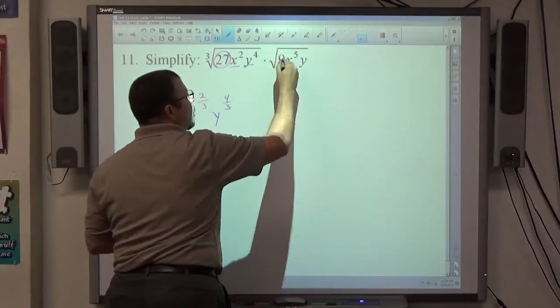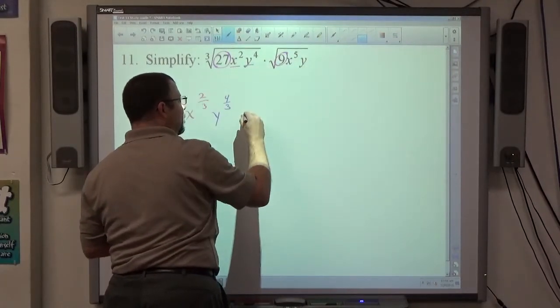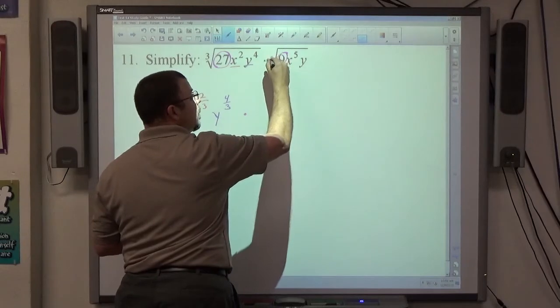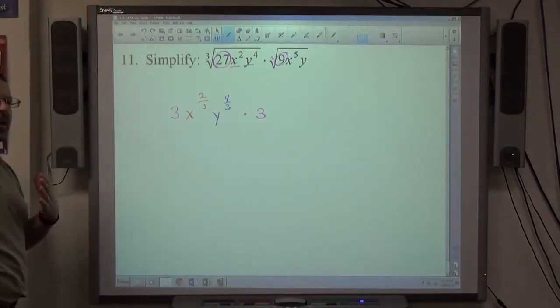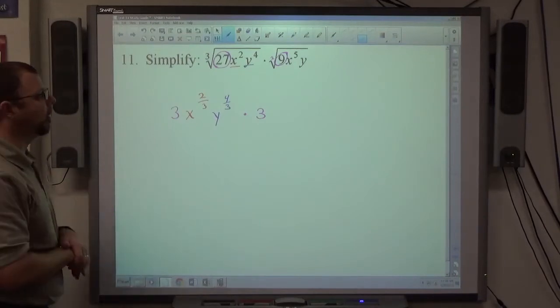On the second radical, I've got 9. This is being multiplied, so times the square root, which is understood to be here. The square root of 9 is equal to 3 because that's what the square root of 9 is. Again, evaluate the numerical values, just get what you get on those.